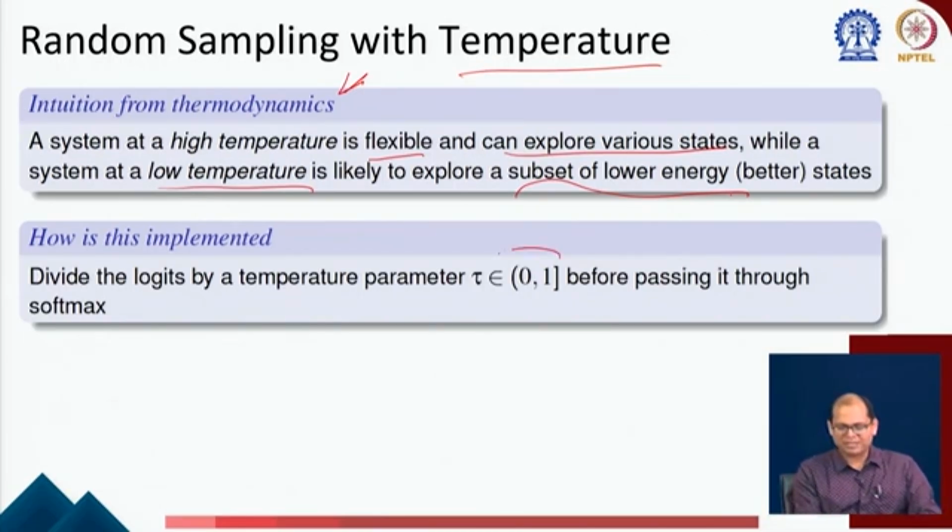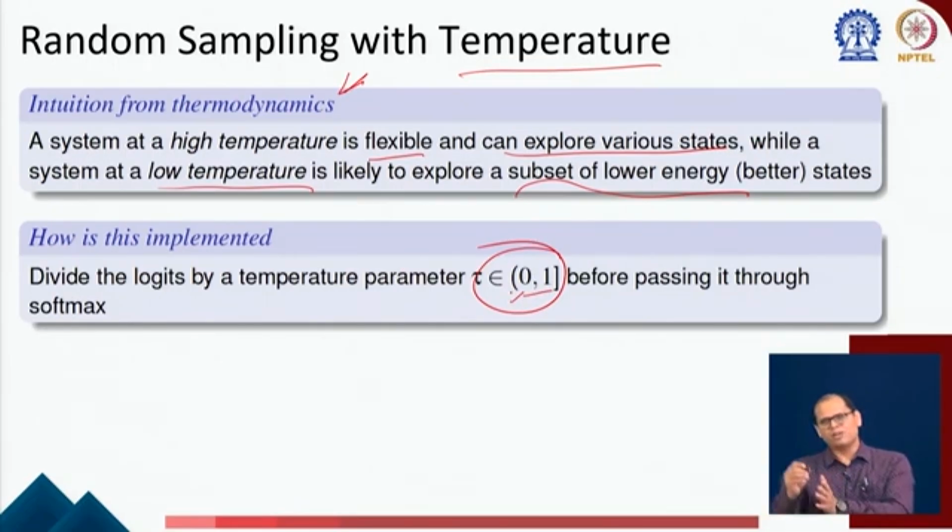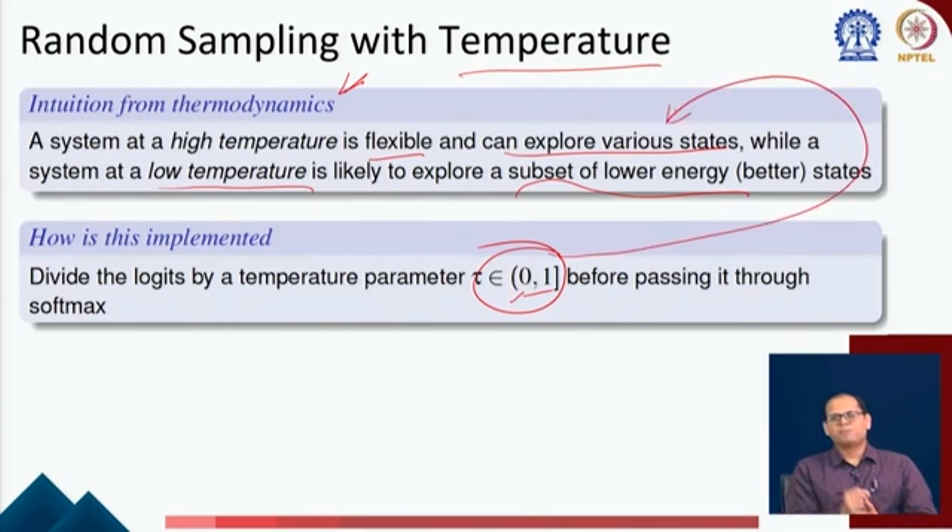This temperature parameter can be between 0 and 1. The interval is open at 0, so you don't put exactly 0, but you can put a small value up to 1. At 1, you would explore much more of the vocabulary, and close to 0, you will explore a very small subset of your vocabulary. Actually, close to 0, it becomes very similar to greedy decoding.